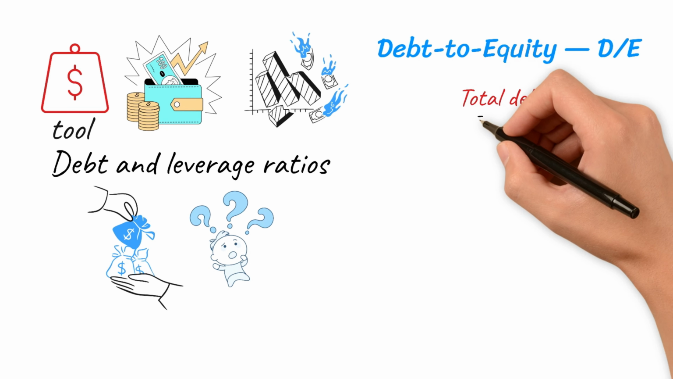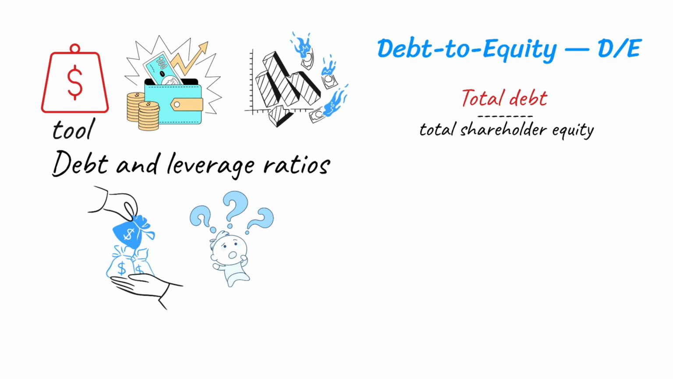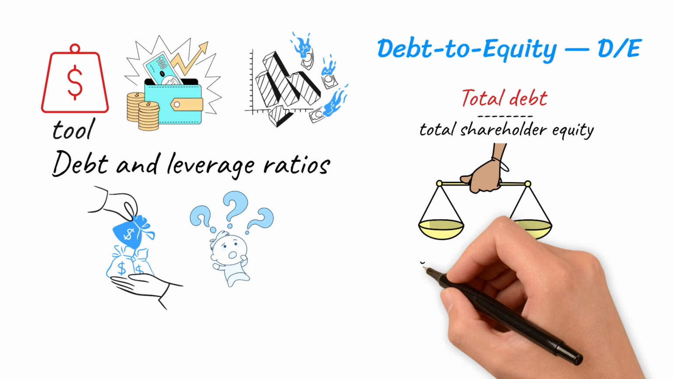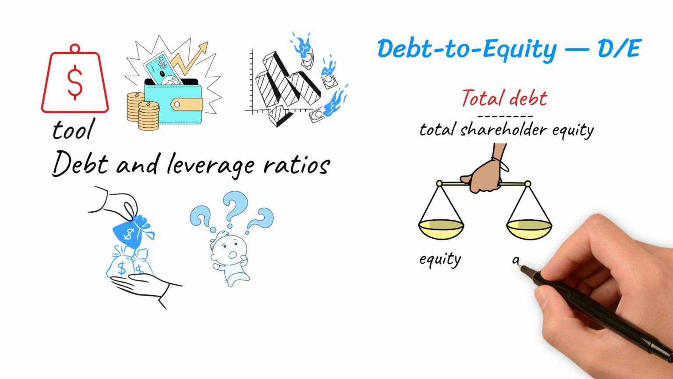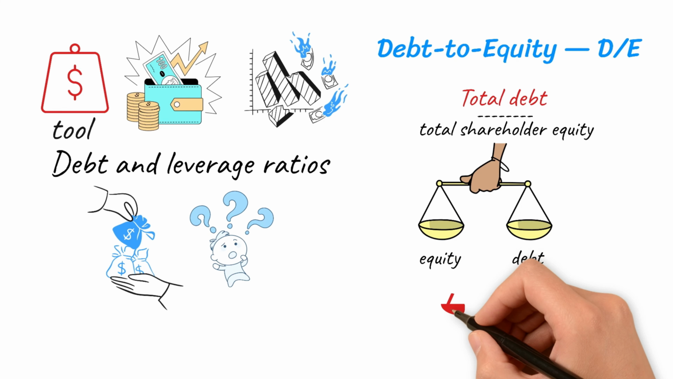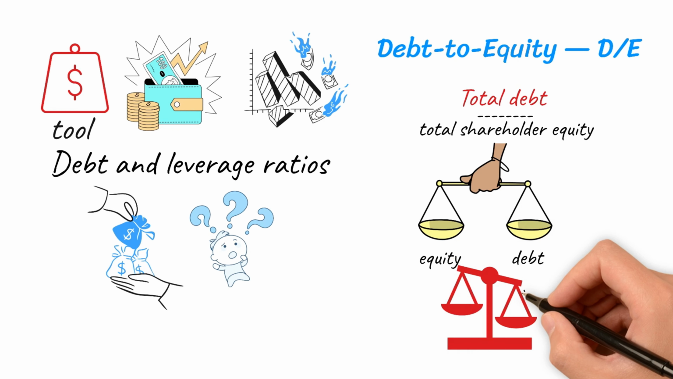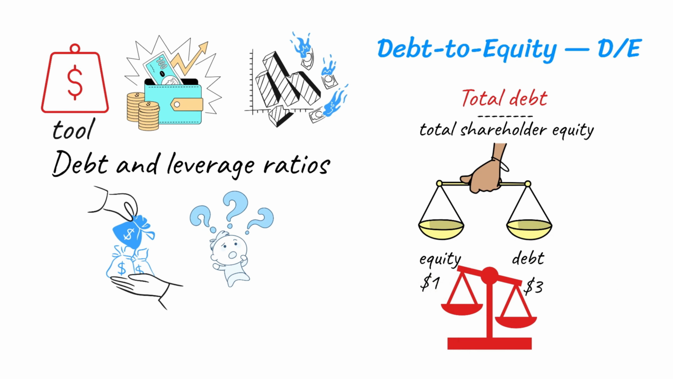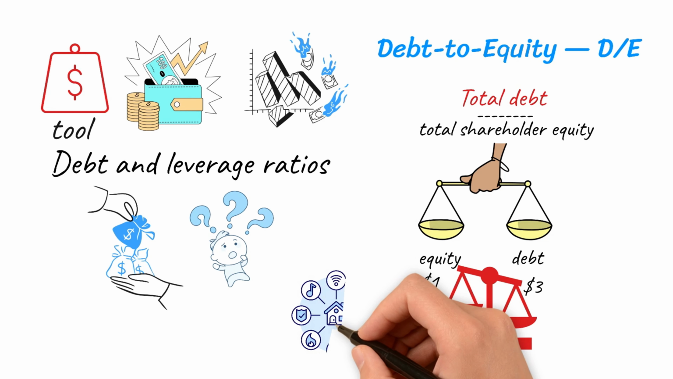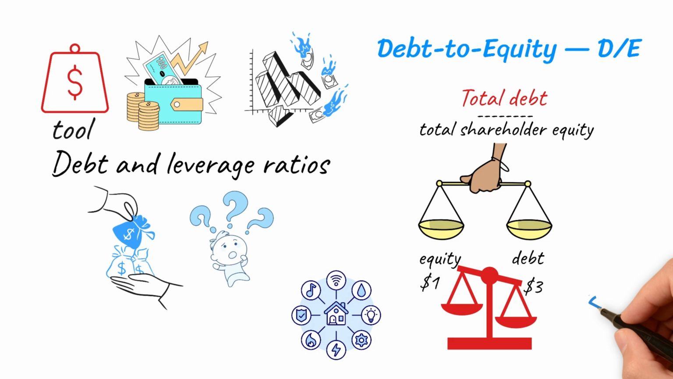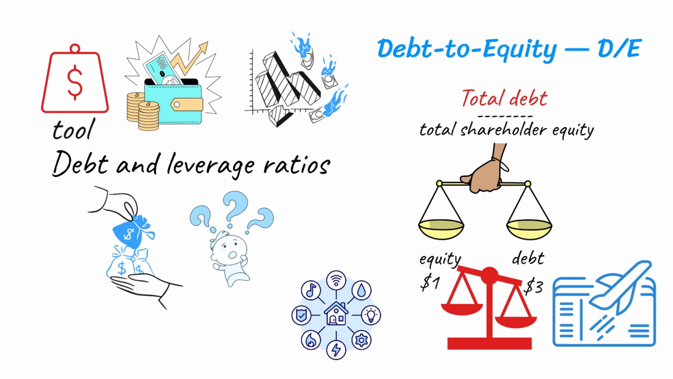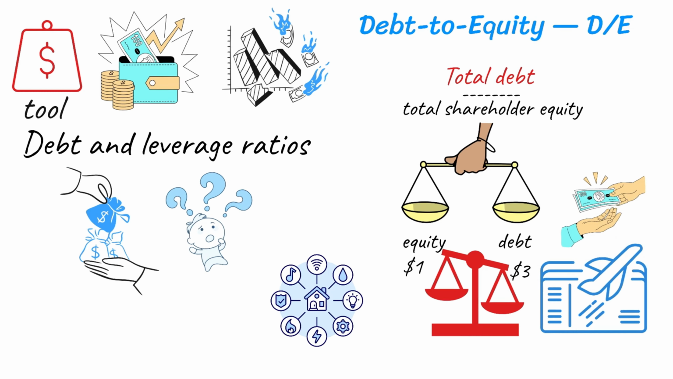Total debt divided by total shareholder equity. A D/E of 1 means for every dollar shareholders put in, the company has borrowed an equal dollar. A D/E of 3 means $3 borrowed for every $1 of equity. Capital-intensive industries like utilities and airlines typically carry high D/E because infrastructure requires enormous upfront borrowing.